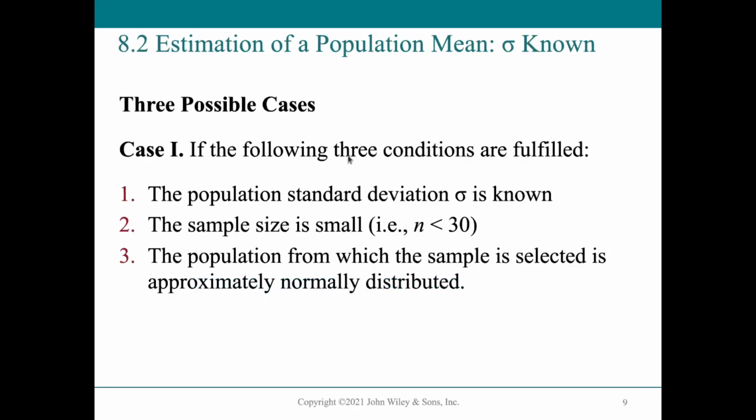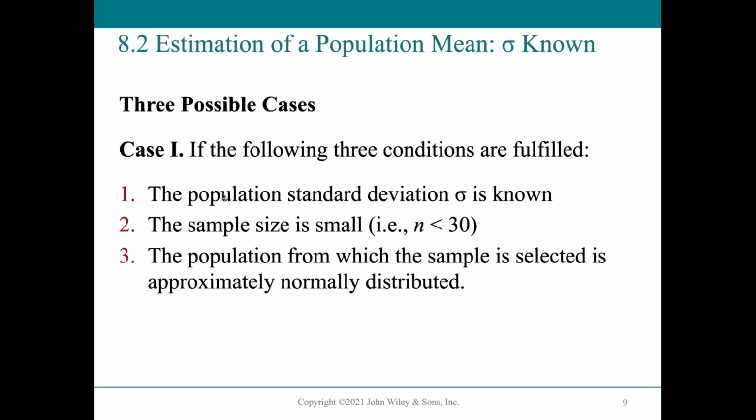So there are two cases on how we estimate the population mean: when we know the population standard deviation, and when we do not know the population standard deviation. But first, let's look at how to estimate the population mean if we know the population standard deviation. If we know it, we have three possible cases.